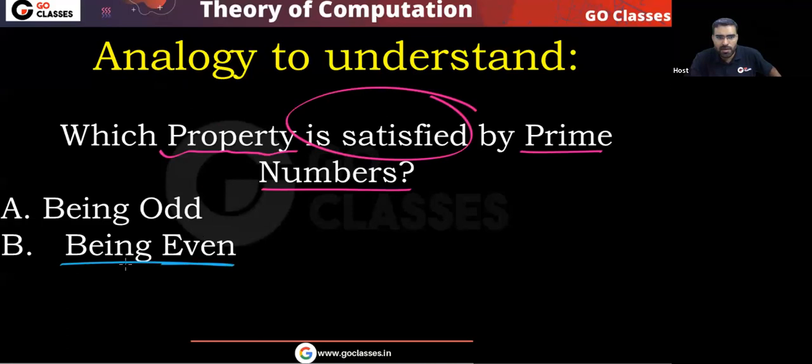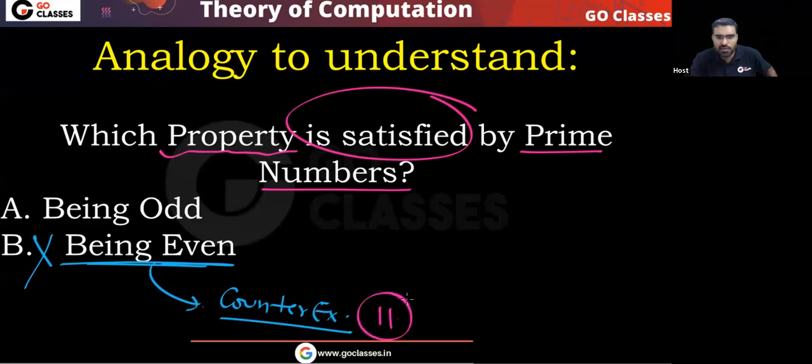Is being even satisfied by prime numbers? No, this is not satisfied by prime numbers. What is the counterexample? The counterexample is 11. 11 is a prime number but not even. Can I say every prime number is odd? This property is also not satisfied by prime numbers.